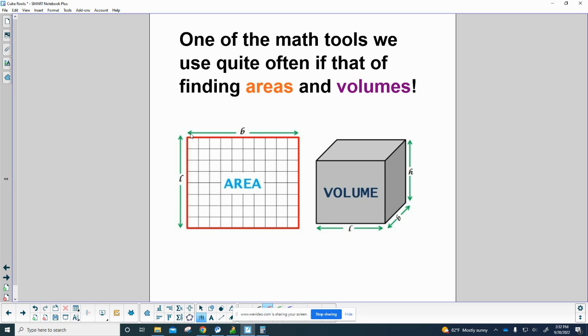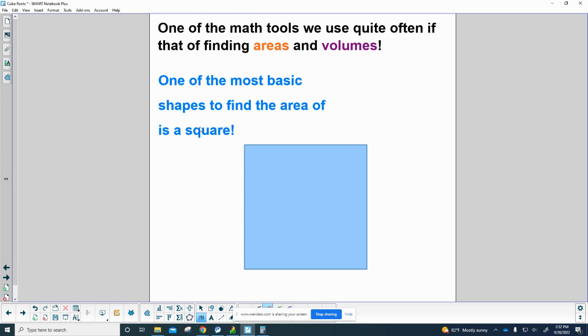And one of the most basic shapes that we can find the area of is just a square. In order to find the area of a square, we just do length times the width, or length times the base, however they label it. So one side, the length of one side times the length of the other side. So what that might look like is this.